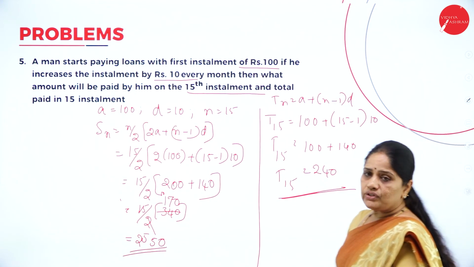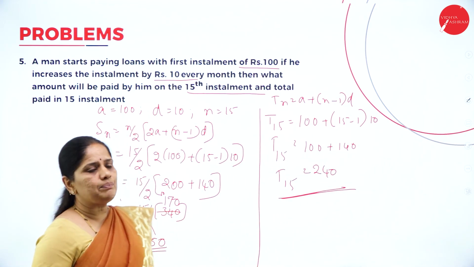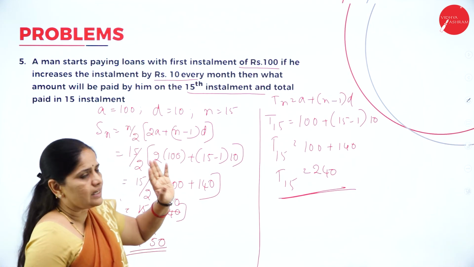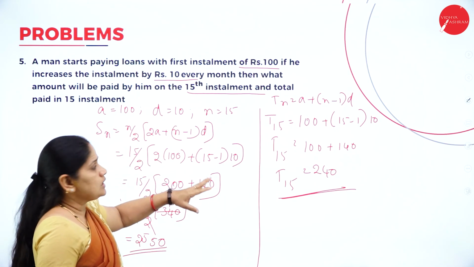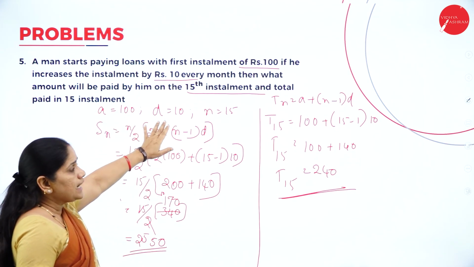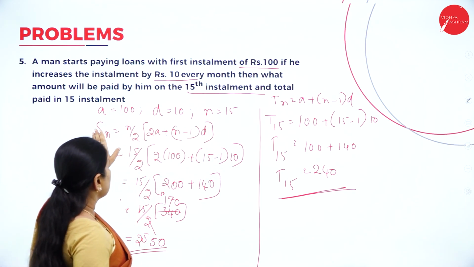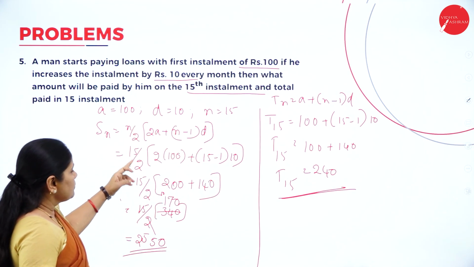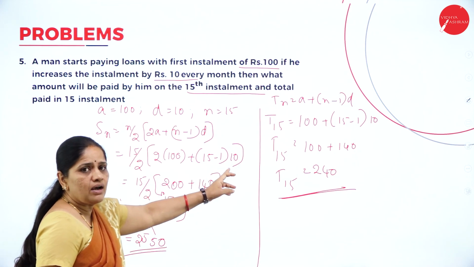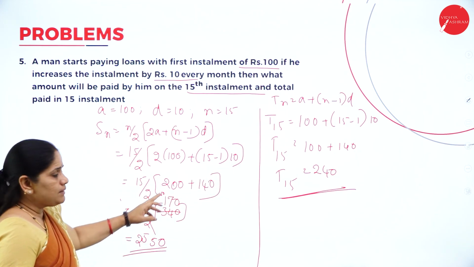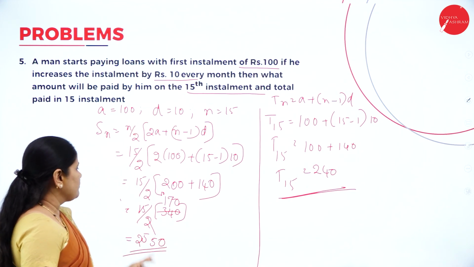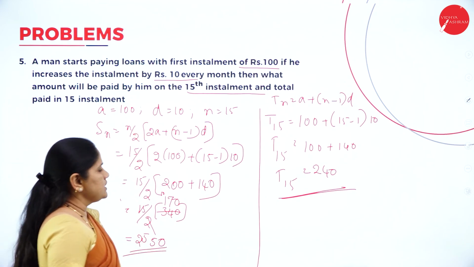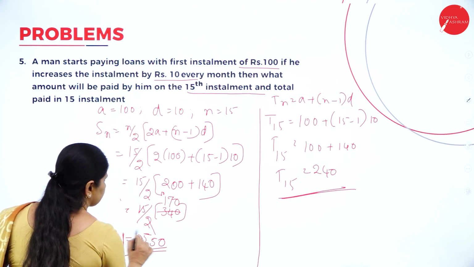So whenever we are given a problem, we have to first identify what is A, what is D, what is N. Only then we will be able to solve the problem. So here A equals 100, D equals 10, N equals 15. So Sn equals n by 2 into 2A plus n minus 1 into D. So 15 by 2 into 200 plus 14 into 10. So 15 by 2 into 200 plus 140. So 15 by 2 into 340, 2,550. So this is the answer.